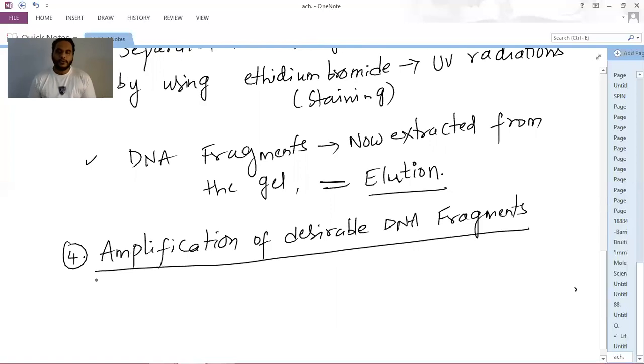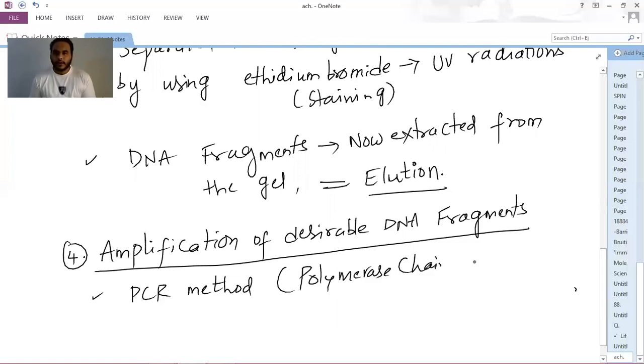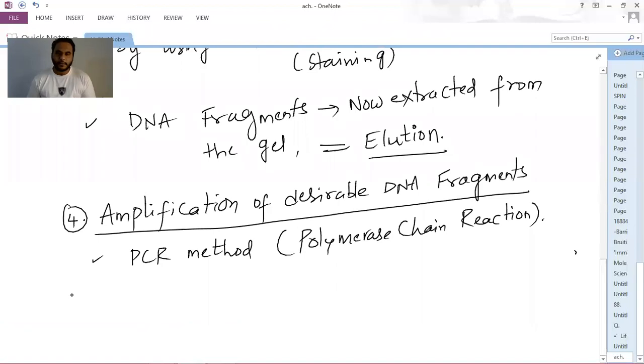What is the method we use? PCR method. What is PCR method? Polymerase chain reaction method. So here the PCR method has 3 steps. In 3 steps, the PCR method is performed.